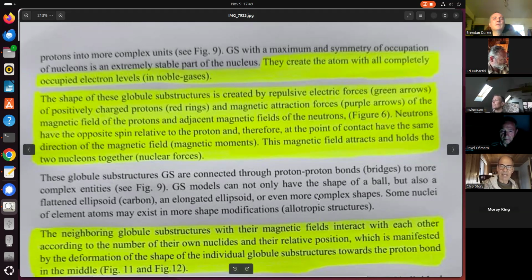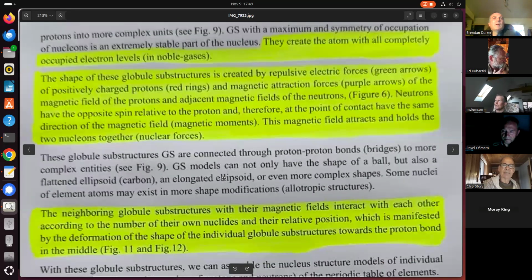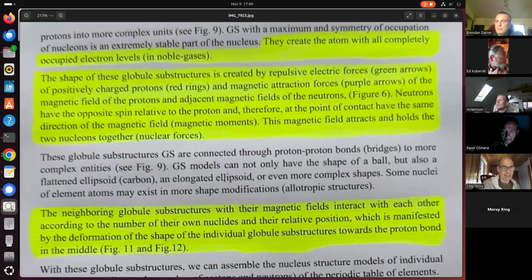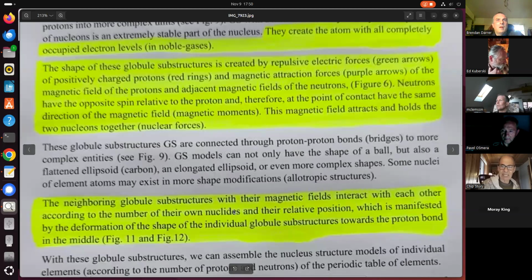They're symmetric, and there is a maximum entropy associated with it. They create the atom with all of the occupying electrons, completely occupied electron levels in noble gases that are stable and inert. All right, the shape, in emphasis, the shape of these globular substructures is created by repulsive electrical forces, green arrows, of positively charged protons, red rings, and magnetic attraction forces, purple arrows, of the magnetic field of the protons and the adjacent magnetic field of the neutrons. That's why we need the ring structure. The magnetic field is stabilizing everything.